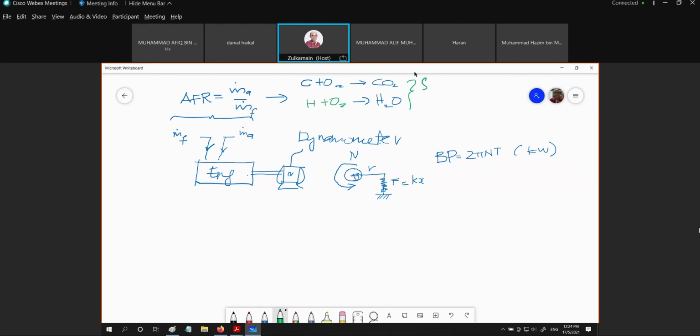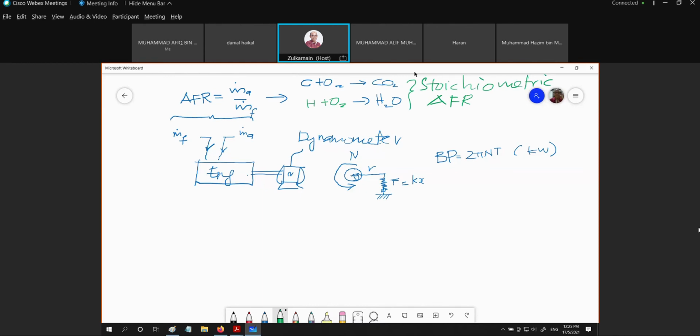Okay, stoichiometric air-fuel ratio. What is the meaning of that? That is what I mentioned just now. If we are using the amount of air just enough to combust completely all the hydrocarbon, which is represented as the fuel, then the air-fuel ratio is referred to as the stoichiometric air-fuel ratio.